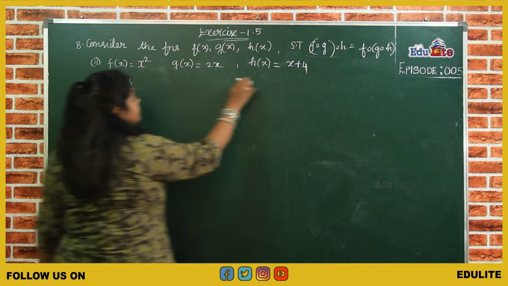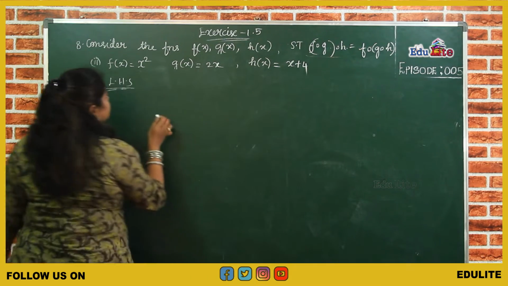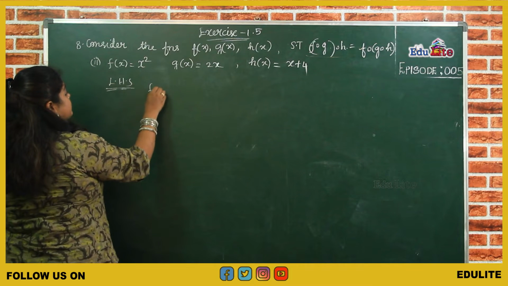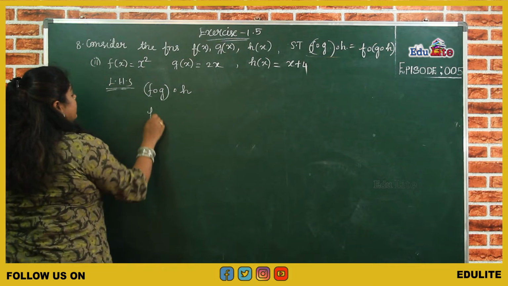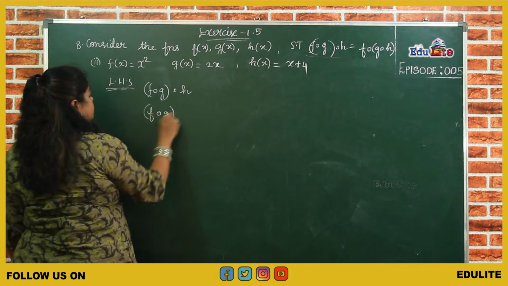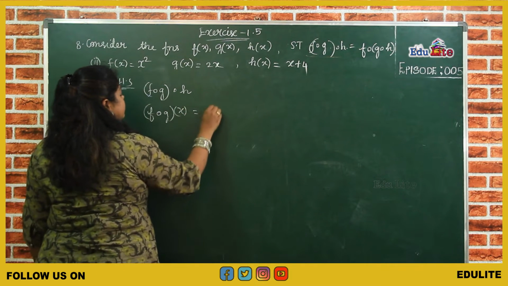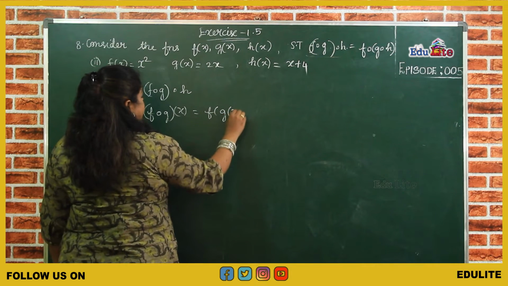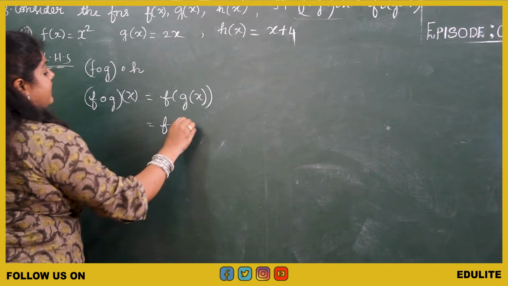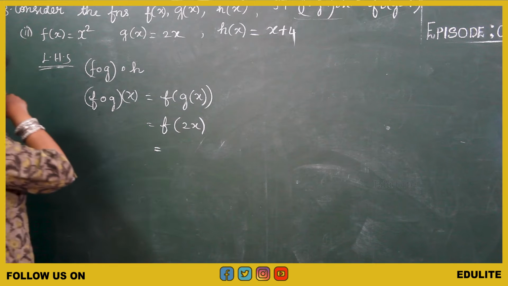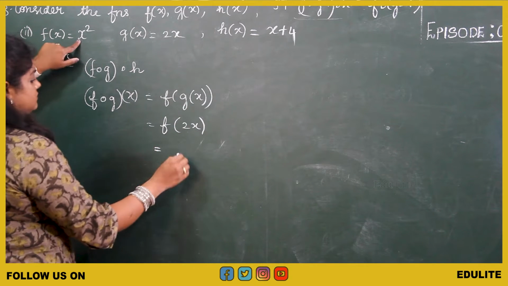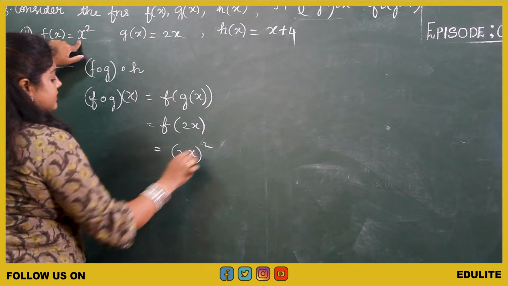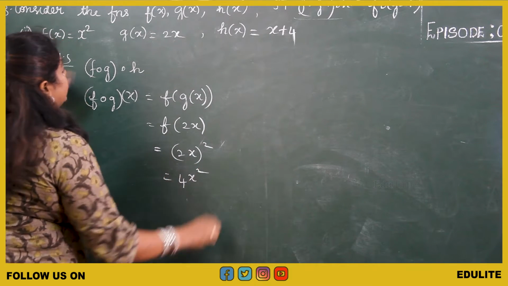Okay, for this subdivision we have to show this relation. First we will consider the left hand side, f composite g composite h. So first we will find f composite g, which can be written as f of g of x. F of g of x value is 2x. Now we have to use the function f, therefore (2x) squared, 4x squared.